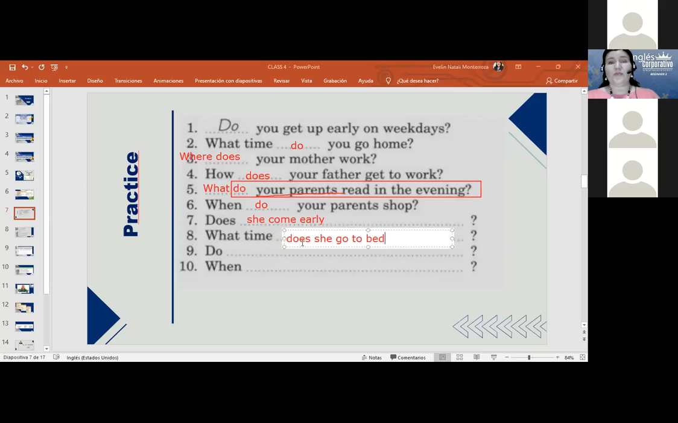To bed. Okay, to bed. In this case, it's not necessarily the bed. It's okay, but it's not really necessary. What time does she go to bed? Do you practice English? Yes, I do. Very nice. And the next one, when?